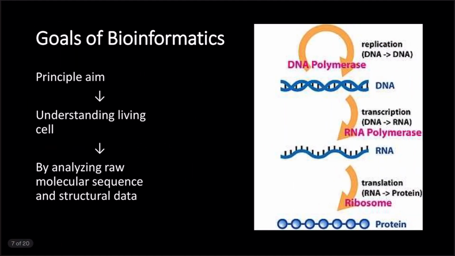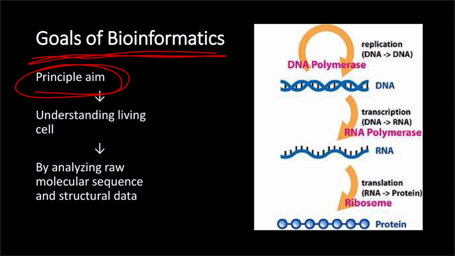Now coming to the goals of bioinformatics. So the primary aim, that is the principal aim of bioinformatics, is to understand the living cell. So how do we understand the living cell? That is, we understand the living cell by looking into the different functions at the molecular level, and that is the gene which is present.